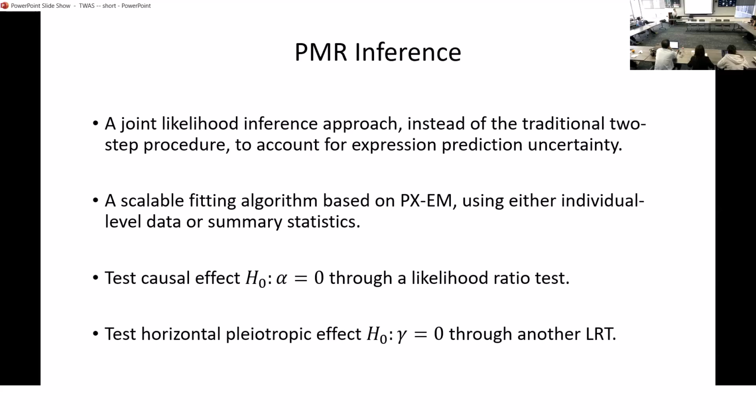And we can test the causal effect alpha through a likelihood ratio test. This is our causal effect. And we can also test the horizontal pleiotropy effect of gamma through another likelihood ratio test. So that's basically our model, the PMR model.